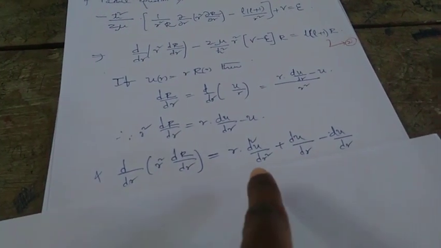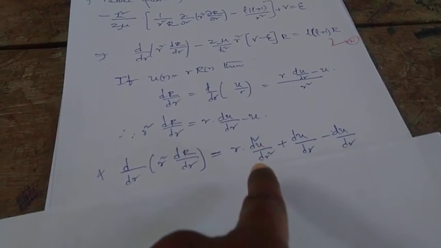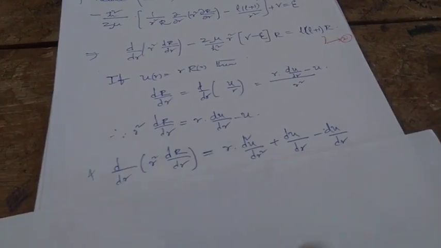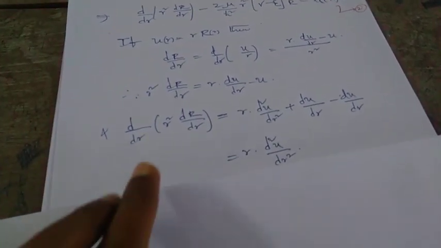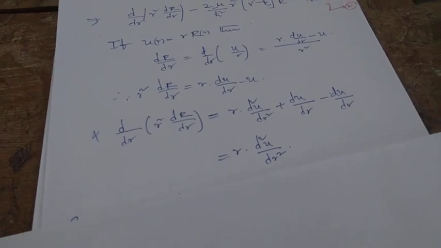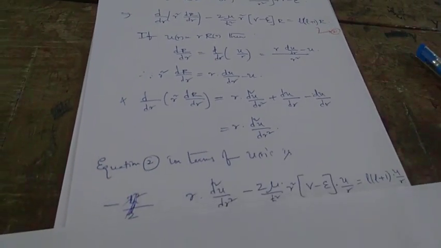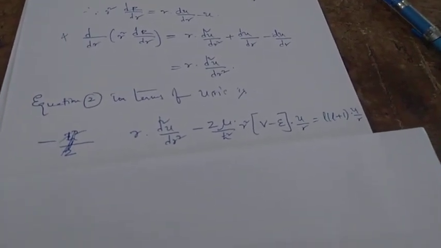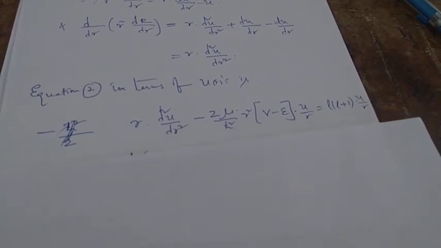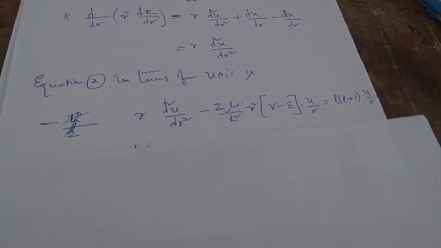So if you do that, then we see that r into d square u by dr square plus du/dr minus du/dr, so these two terms get cancelled. So we can just write this first term as equal to r into d square u by dr square, and if you substitute this in equation number 2, we get this equation. And if you write the first term with d square u by dr square, that means we divide this entire thing by r, then we get this equation.